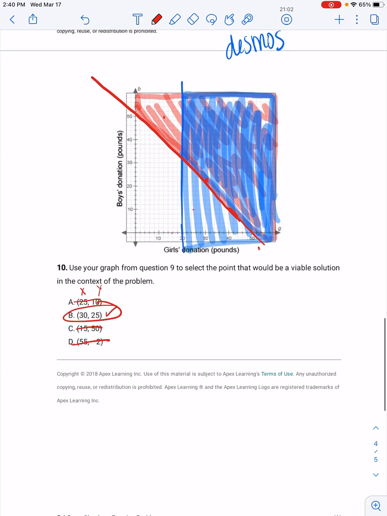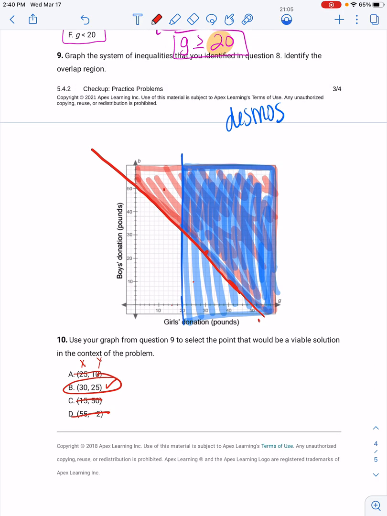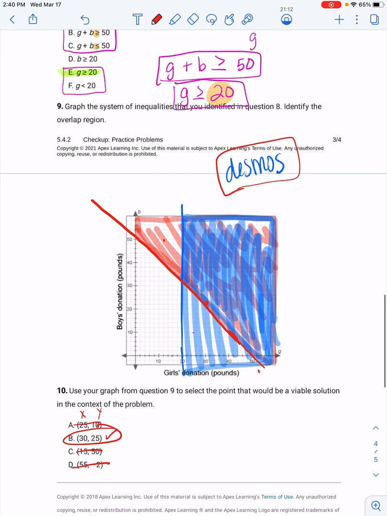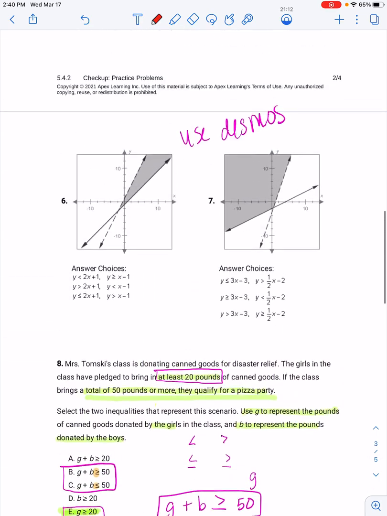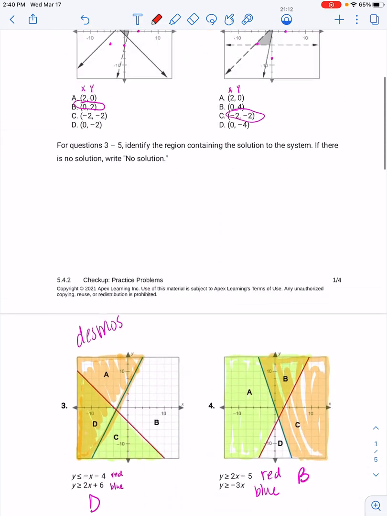So the takeaway from this is when in doubt, use Desmos. I don't know how many times I can say, just use Desmos, plug these equations in, let it help you, let it be your tool to solving these inequalities. If you have any questions, let me know.